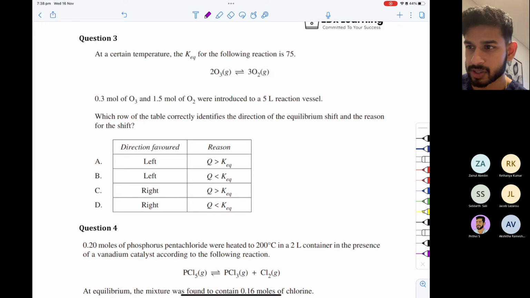I think Zainul was interested in computer science. Sid was interested in engineering. Rithanya and Akshita, and Jacob was computer science as well. So Rithanya, Akshita, the ideas of using chem in medicine.